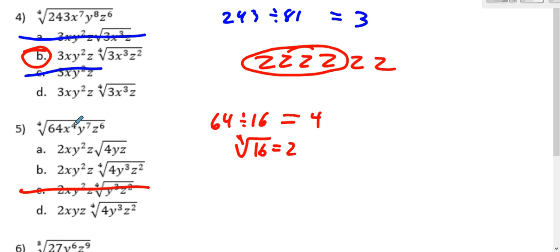X to the 4th, that's one complete set with no leftovers. They all have that. Y to the 7th, that's one complete set with 3 leftover. Only one set, so it's not that, it's not that. It's got to be D. Then if you check your z to the 6th, that's one set with 2 leftovers, that works.